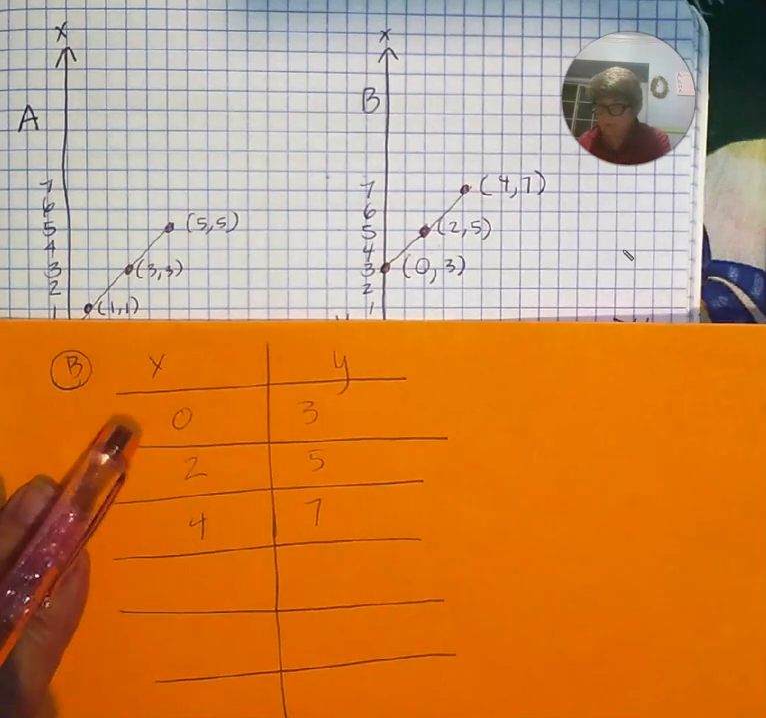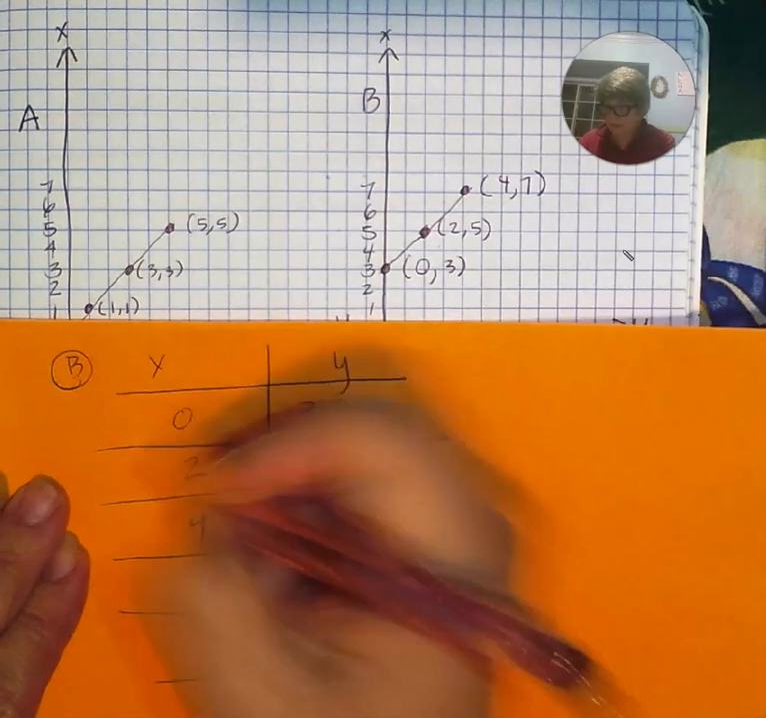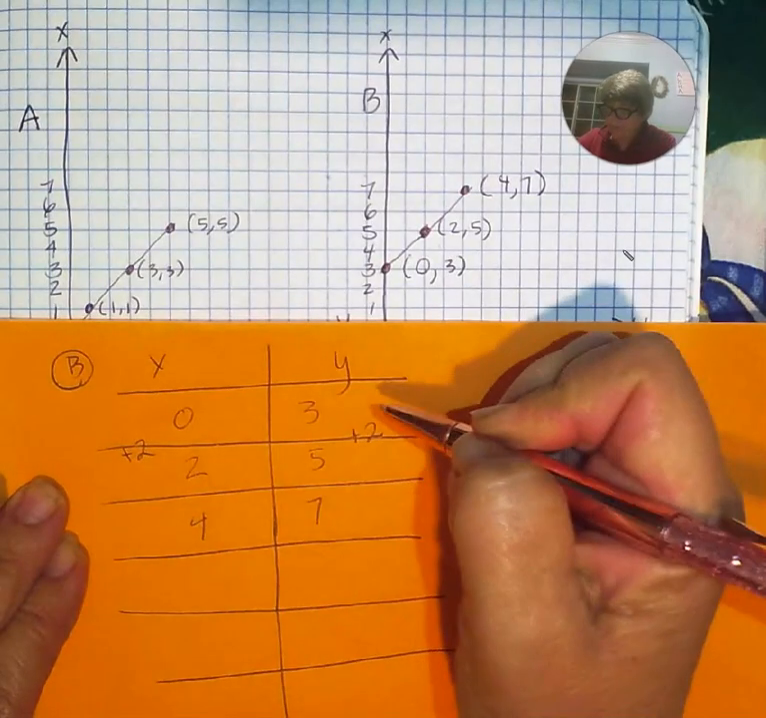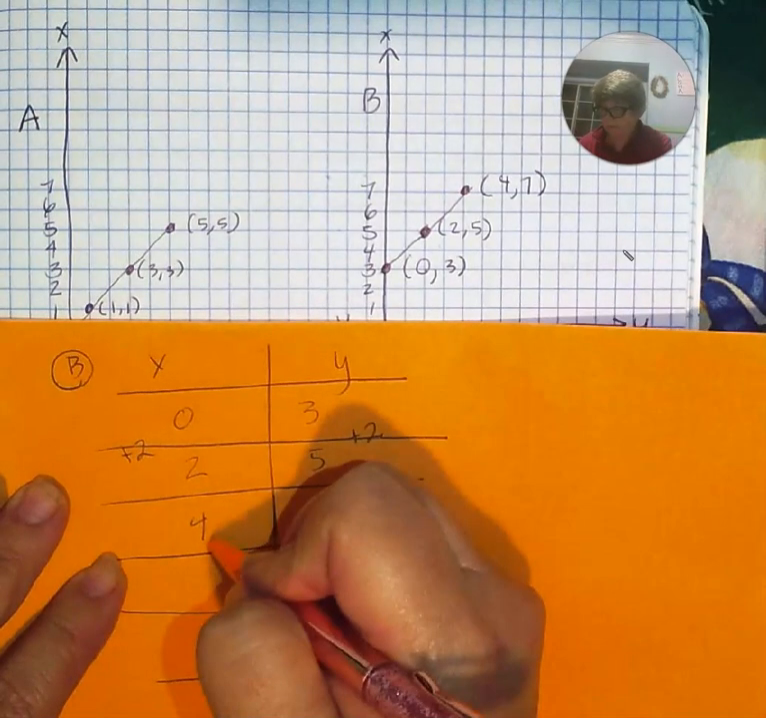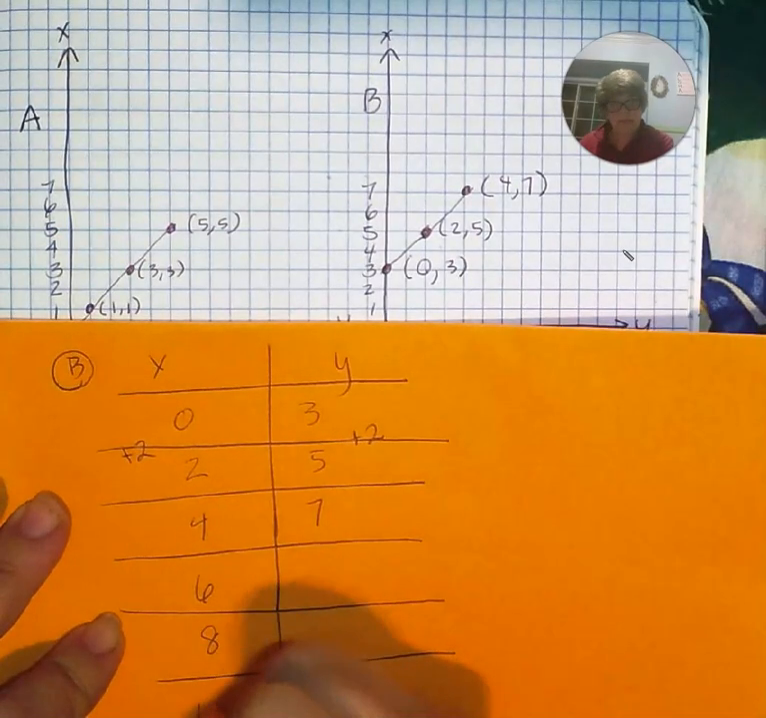What did we do? We added 2 each time. Also, this pattern is also adding 2, adding 2. So 4 plus 2, 6, 8, 10.